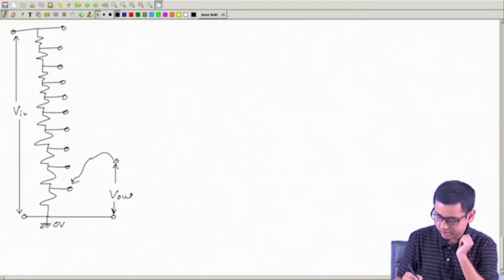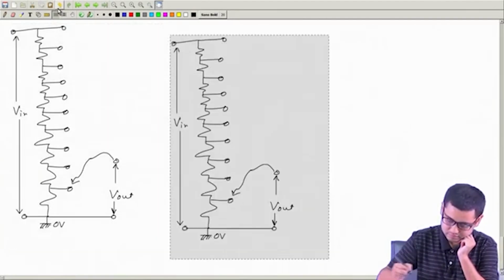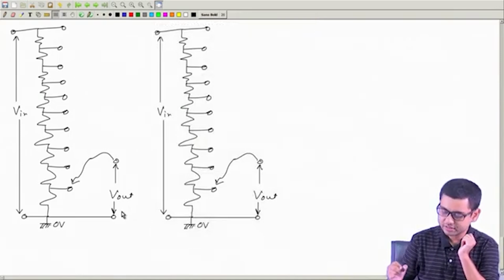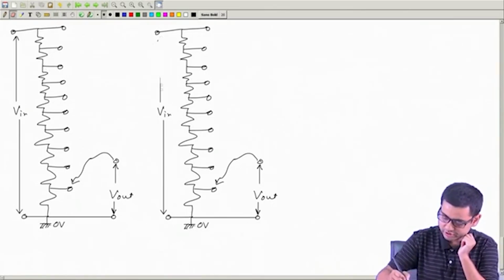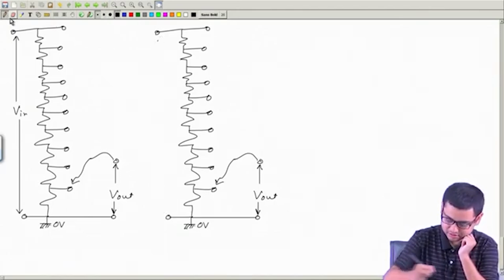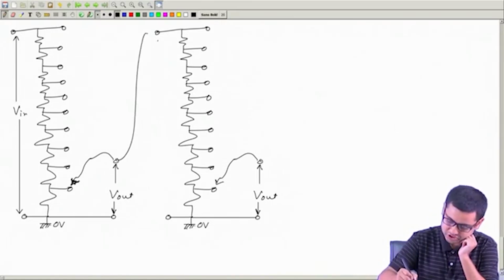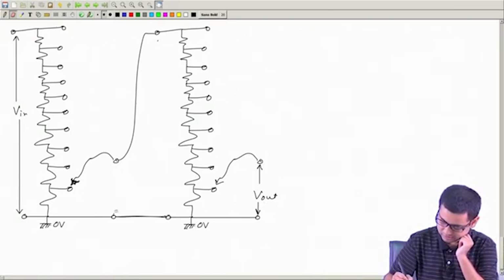If you want to divide by a factor of 10, then you have to connect it here, after the first resistance. Then let us make another one. Now, this is dividing by a factor of 10, and this is also dividing by a factor of 10. So, what can I do? I will bring this output here, connect it, and take the final V out from here.